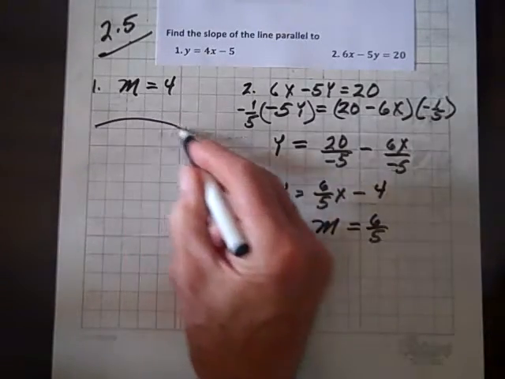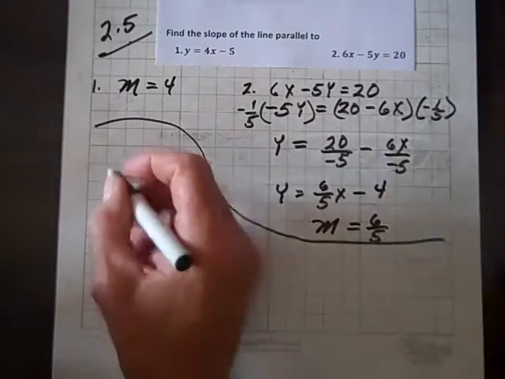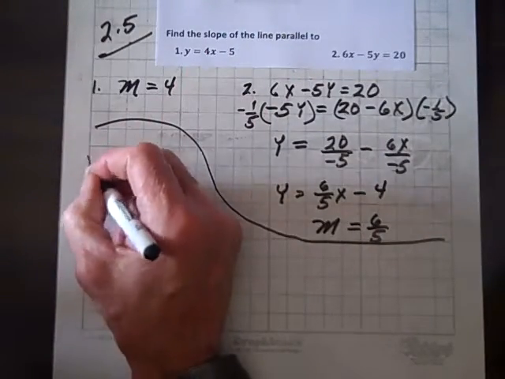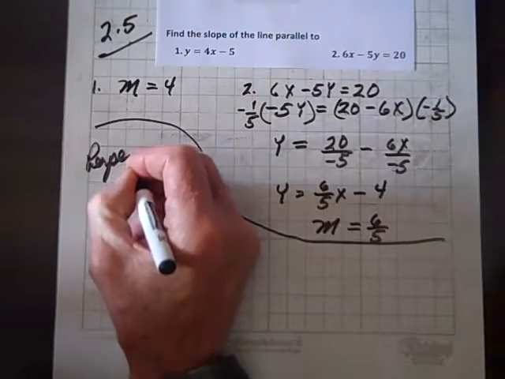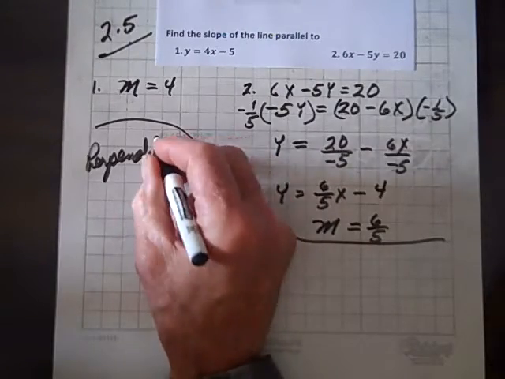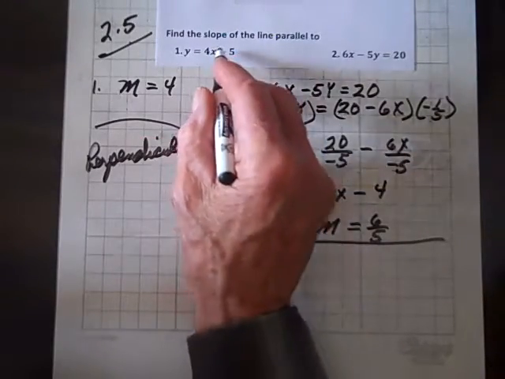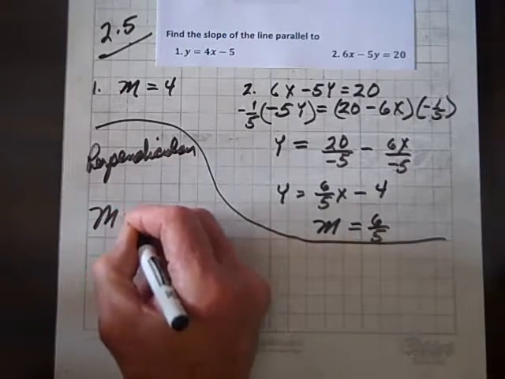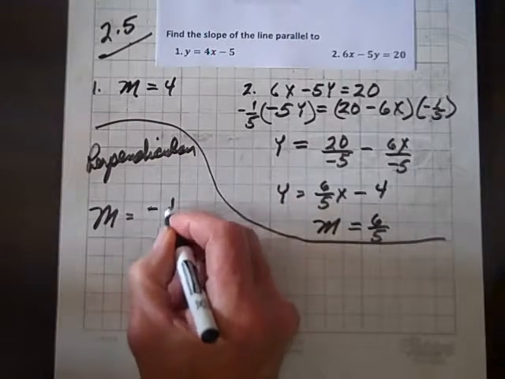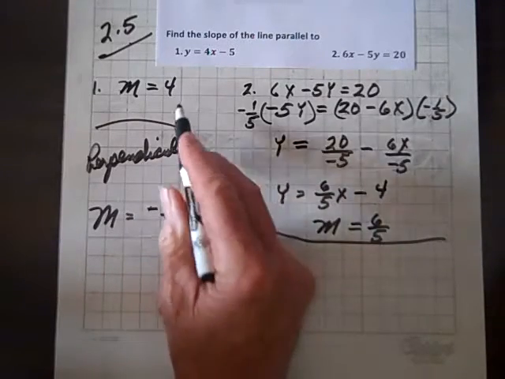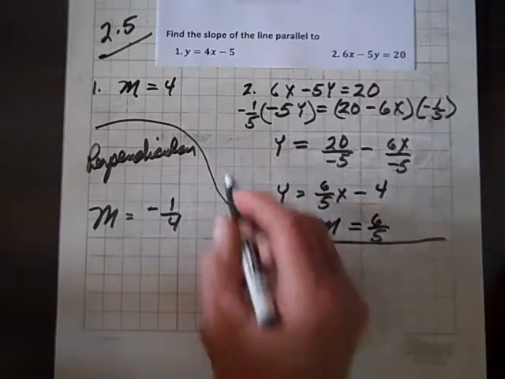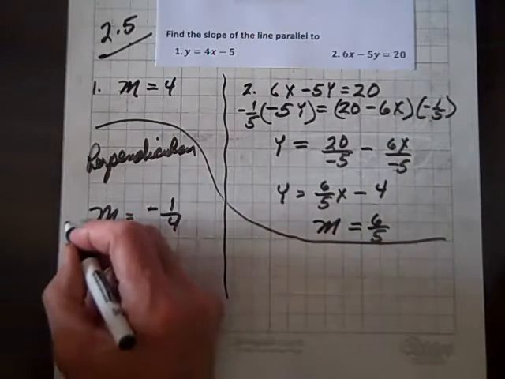Now let's keep going with something. How about the slope of any line perpendicular to this line right here? Well, the slope will be, it's always the negative reciprocal. The slope will be negative 1/4. We determine the reciprocal and multiply it by a negative, change its sign. So that was for 1.